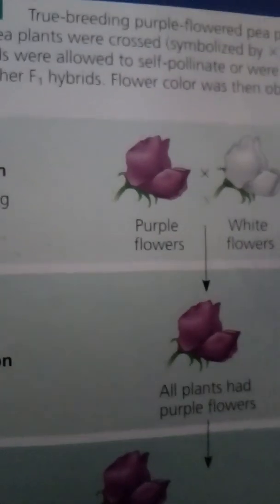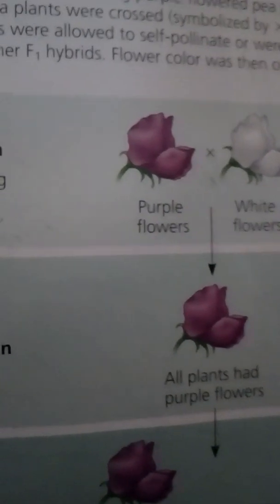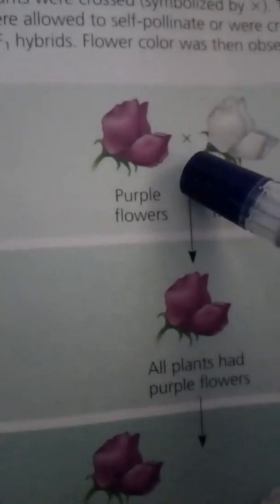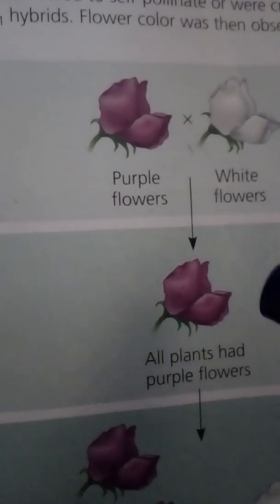Experiment. Notice that in the experiment, true-breeding purple-flowered pea plants and white-flowered pea plants were crossed, symbolized by X here. The resulting F1 hybrids were allowed to self-pollinate or were cross-pollinated with other F1 hybrids. Flower color was then observed in the F2 generation.